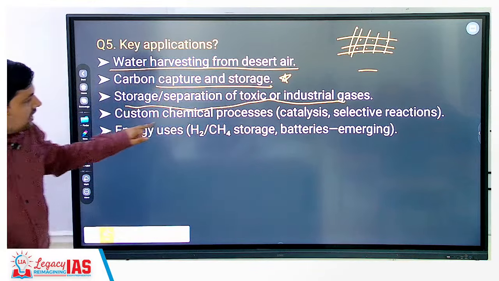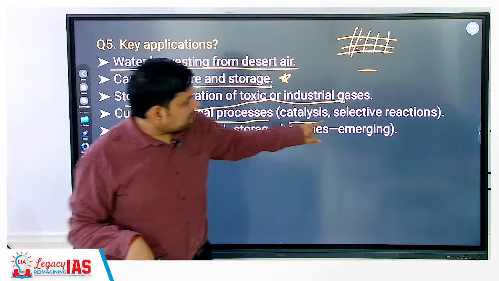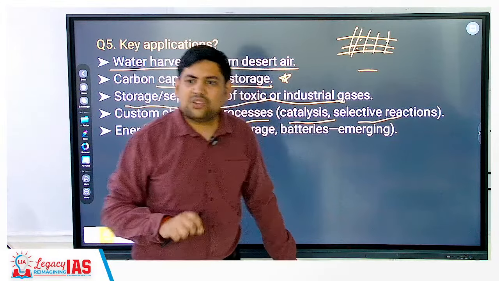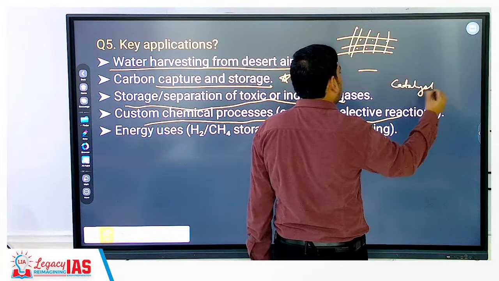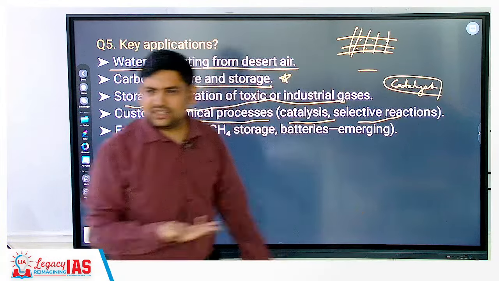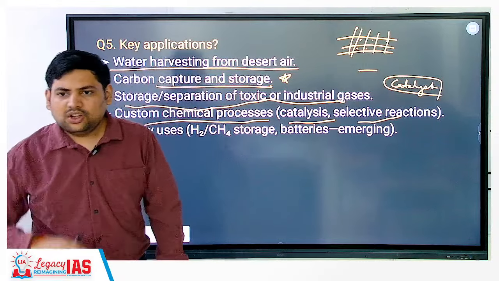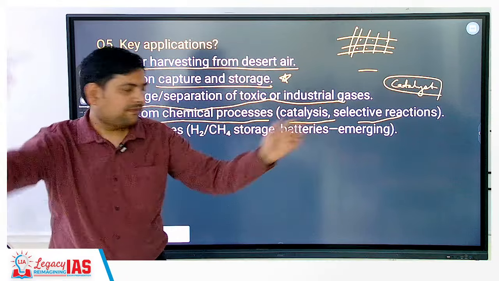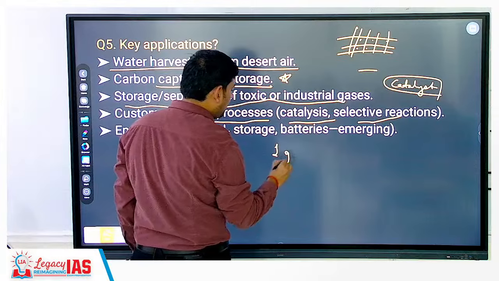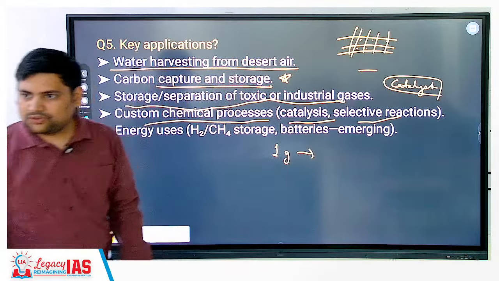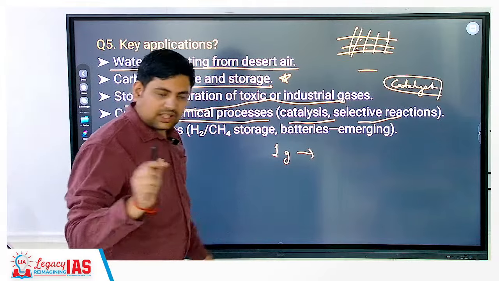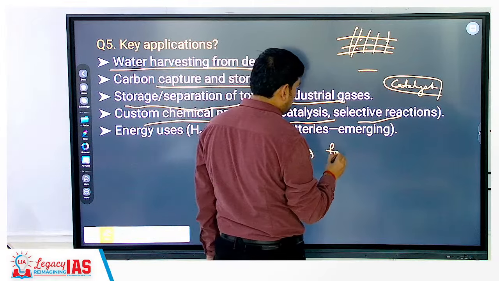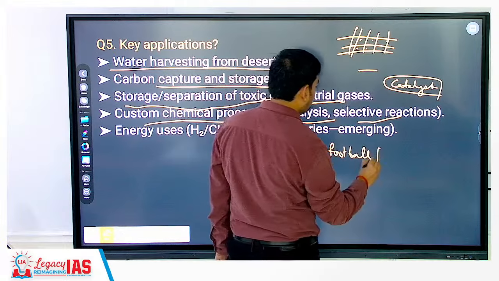Then next, custom chemical processes. For example, catalysis, selective reactions. Now this can be used as a catalyst also. Why? Because it provides a very large surface area for different kinds of reactions. So it is in layers. Okay. Now if I tell you 1 gram of it, it may be small, but it provides enough surface area equivalent to a football field.